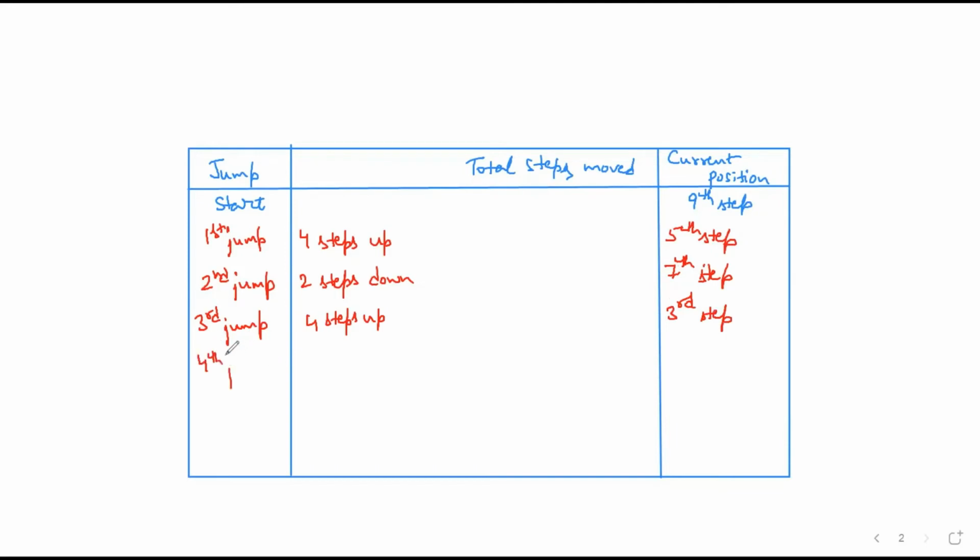Fourth jump. Fourth jump में फिर से again 2 steps down. तो 2 steps down जब हुआ तो 3rd step से नीचे 2 step आ गया means 5th step पे आ गया. ठीक है. He is on 5th step now. 5th jump.